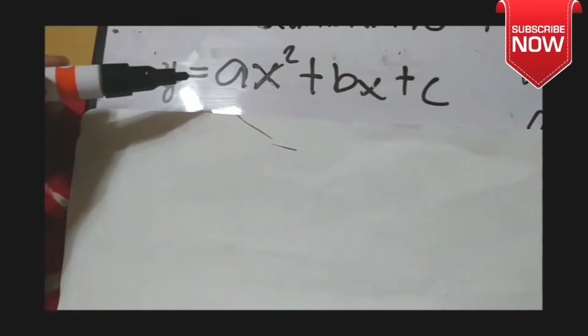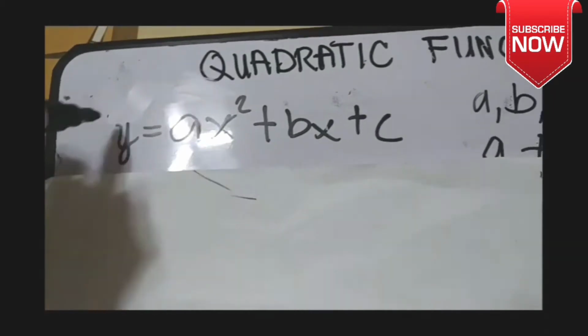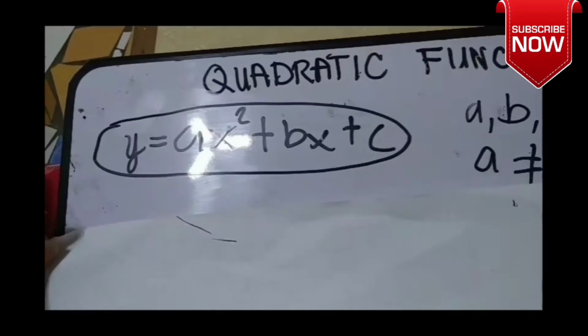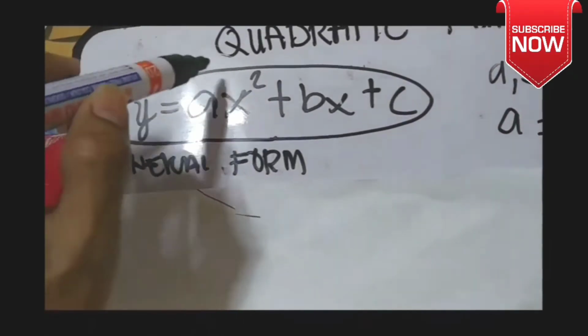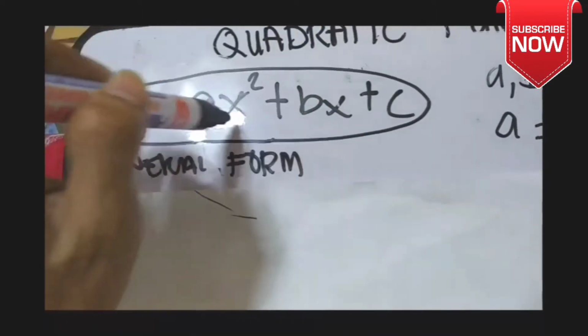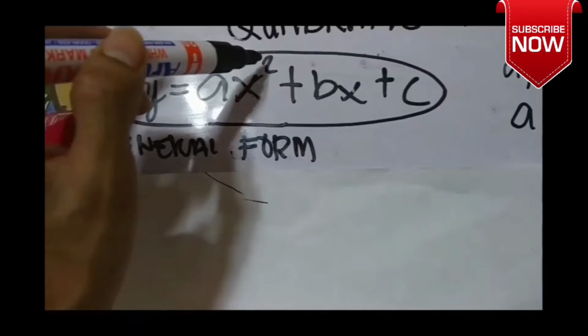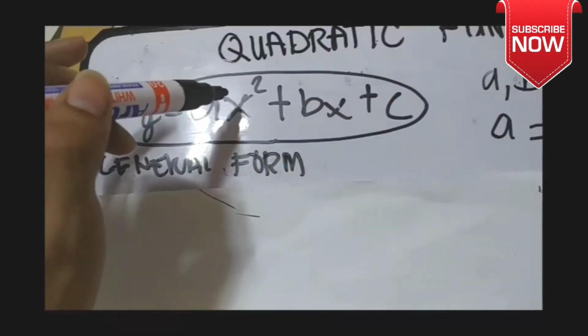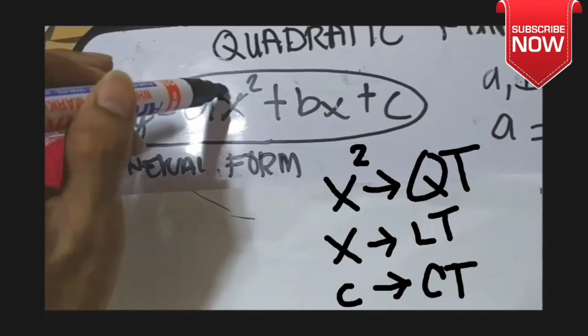Pero this day or this time, ang i-discuss lang natin ay yung general form na kung saan may form na y is equal to ax squared plus bx plus c. Ito yung tinatawag na general form. Tandaan lang natin na itong term na to kung saan may exponent na 2 or mas kilala sa tinatawag natin na second degree term, yan ay tinatawag na quadratic term.